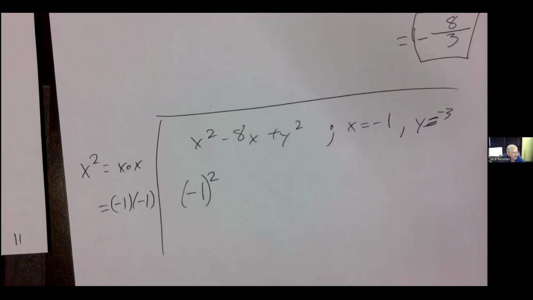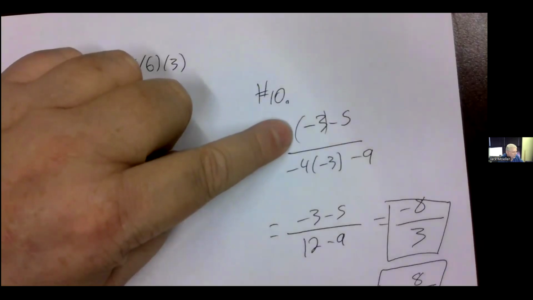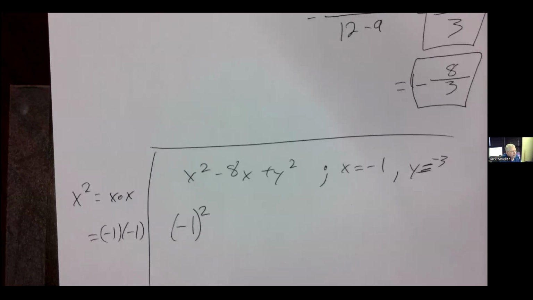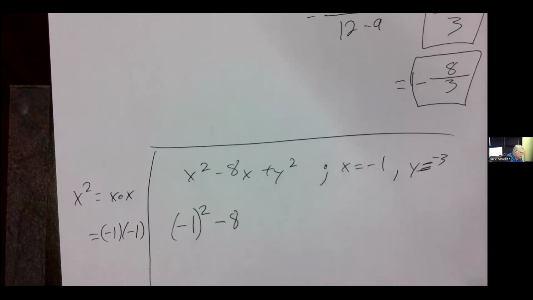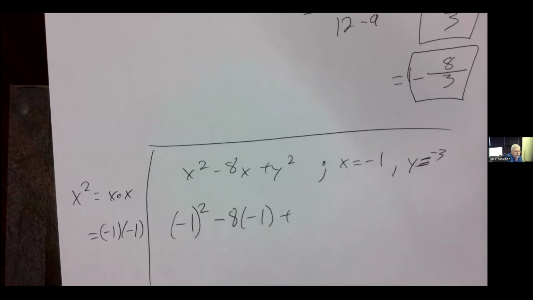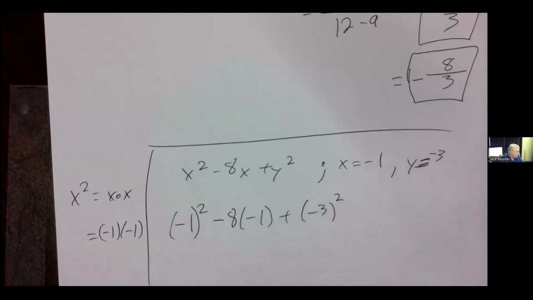So get in the habit of anytime you're plugging in negative numbers, unless maybe it's out front and there's nothing multiplied and you can get away with it. But every other time, put your negatives in parentheses, please. And then -8 times x, which is -1, plus y squared, and y squared is -3. Now we have -1 in parentheses squared minus 8 times -1 plus -3 squared.